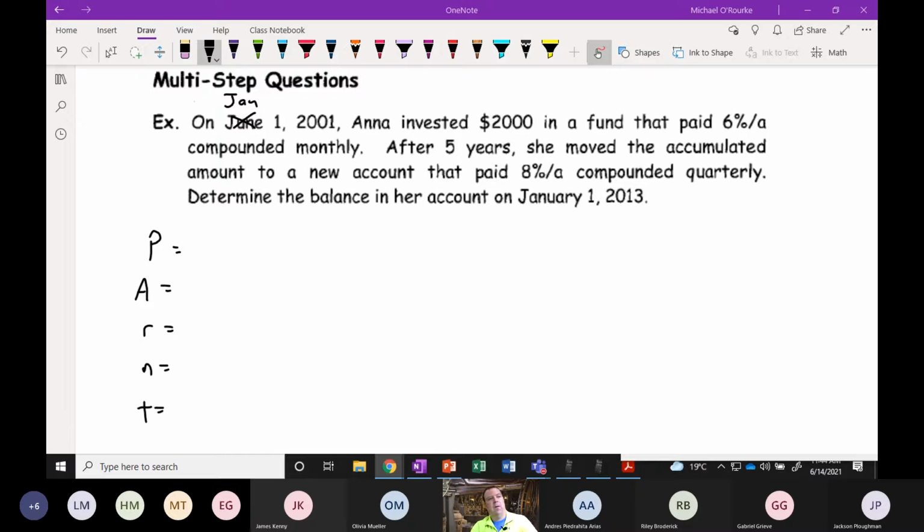Okay. So who can tell me what I have right now for this first investment? So we're looking at this investment here. What's my principal? What's my rate? What's my N? What's my T? My principal's 2,000, good. What else do we have?